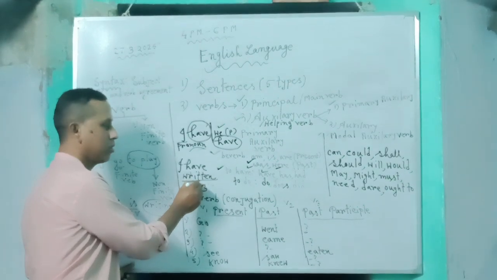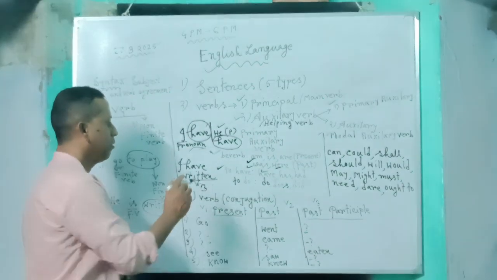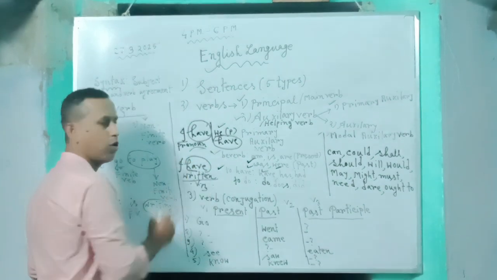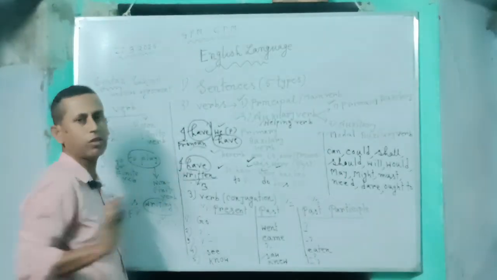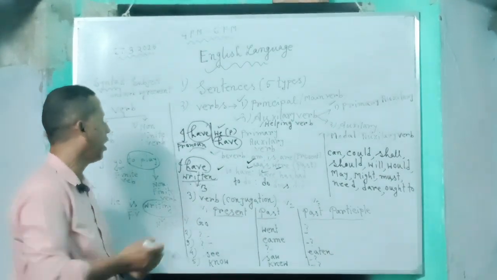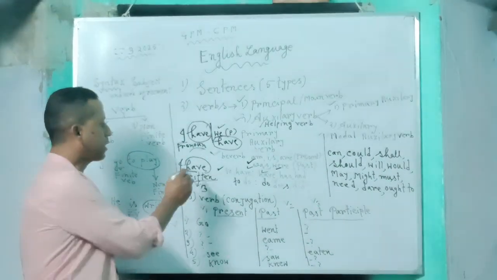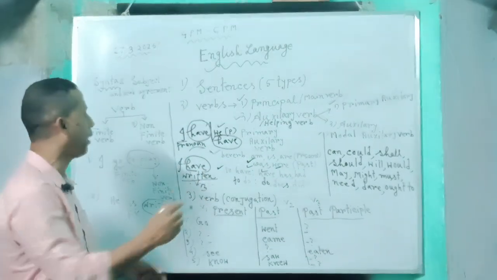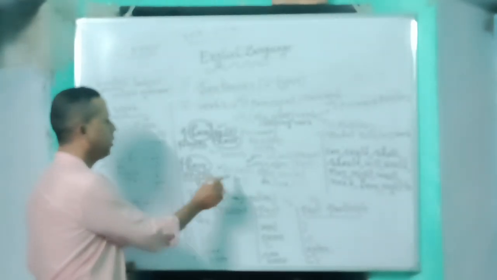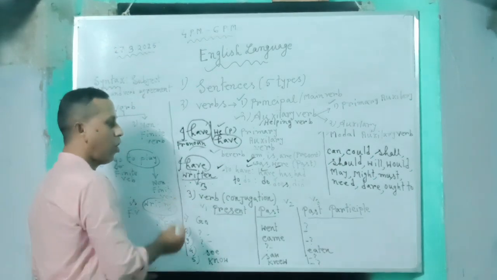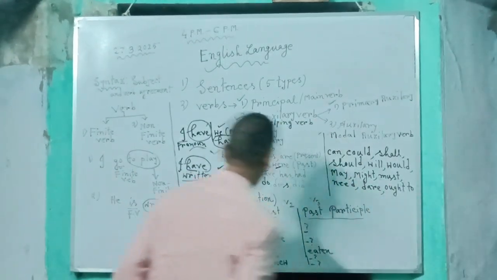The sentence is fully changed because have is a primary auxiliary verb. Have is not the main verb. So that is why the sentence meaning is fully changed. I have written. First person plural is we have written. Second person, you have written, plural number. Third person, he or she has written.